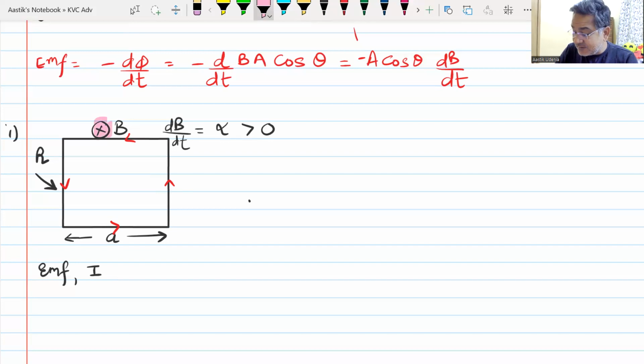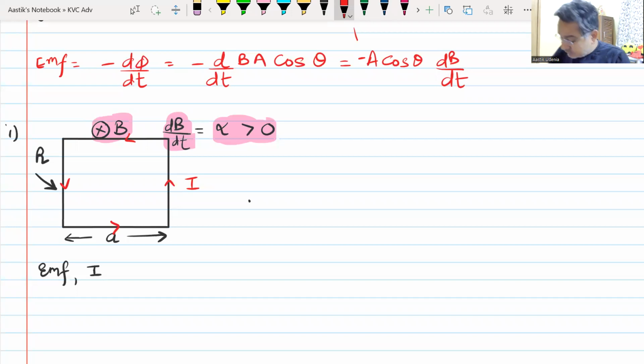Well, the magnetic field is inside and it is increasing with time. Flux is increasing with time. I will have to decrease the flux. To decrease the flux, I'll have to create magnetic field in the outward direction. If I have to create magnetic field in the outward direction, the current would be anti-clockwise. Now, if you can tell me what is the induced EMF and what is the current, I'll give you 2 minutes.